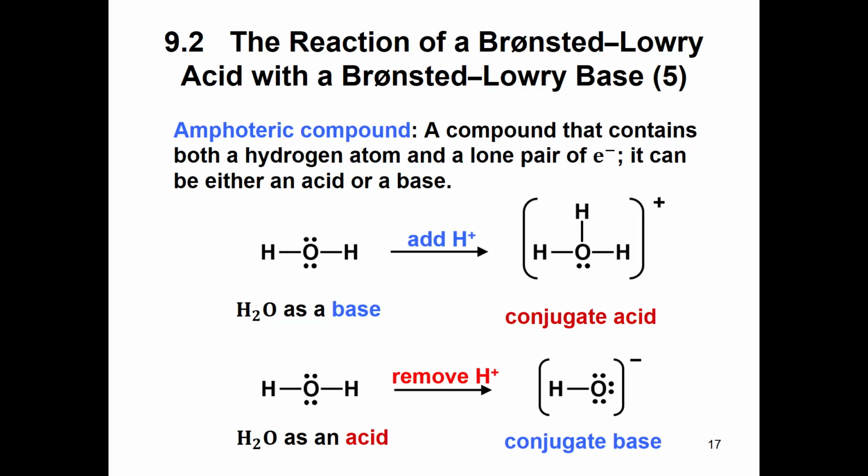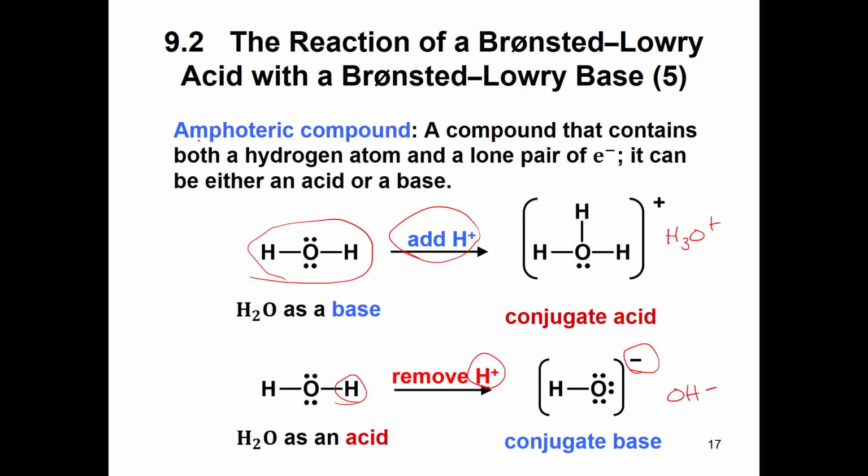Some compounds have a hydrogen atom and a lone pair, and so it can function as either an acid or a base. And our classic example of that is water. If you add a hydrogen to water, you form your hydronium ion. You can remove a hydrogen from water and produce a hydroxide.